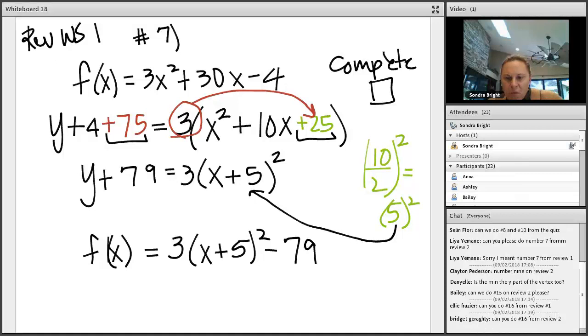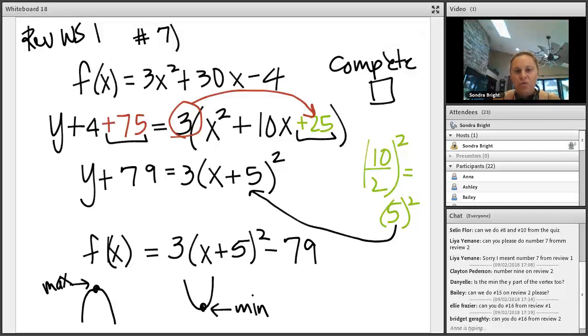Danielle, is the minimum the y part of the vertex? Yes, because a parabola opening down, your vertex is a max. And if the parabola is opening up, then your vertex is a minimum. So you won't have a max and a min, you'll have one or the other, and it happens at the vertex, and it depends on if the parabola is opening up or down.